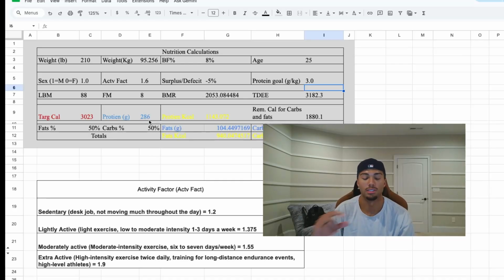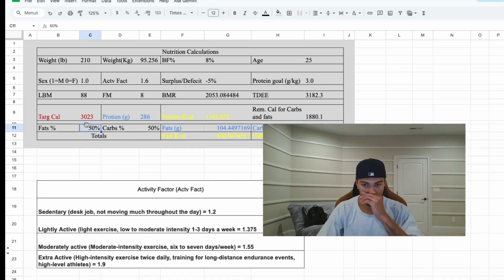This is where my sheet is really cool because it gives you the macros based on your goals. For my personal training clients, I will give them custom macros for fats, carbs, and their protein goal that we can input into the sheet, and then we'll tell them how many protein in grams, how many fats in grams, how many carbs in grams they should be getting each day. But for this one, I'm just going to leave it at 50-50.